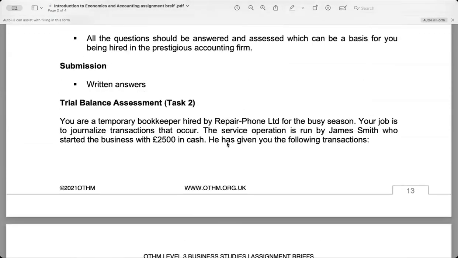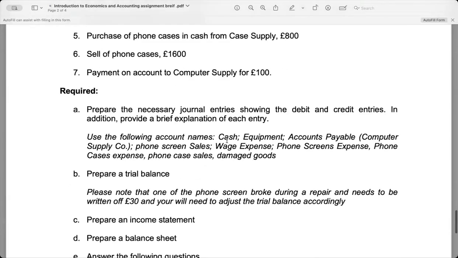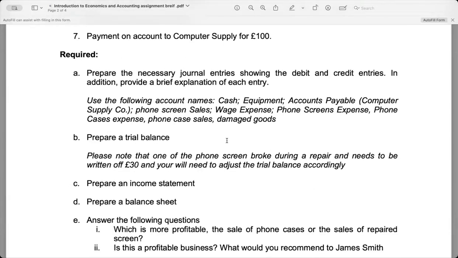I will explain. First, prepare journal entries: record each business transaction using the double entry system. Ensure that every debit has a corresponding credit to keep the books balanced. Use appropriate account names, for example, cash, accounts payable, sales revenue. Then prepare a trial balance: list all account balances in a structured format.